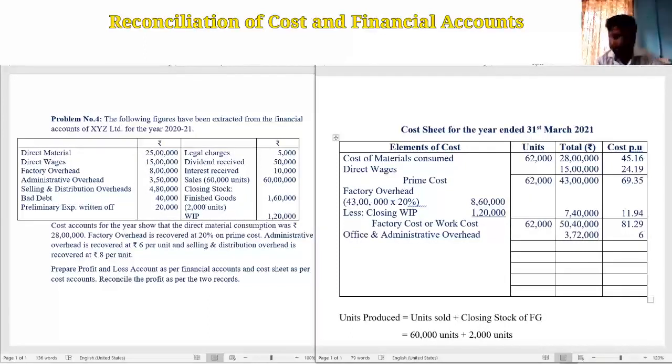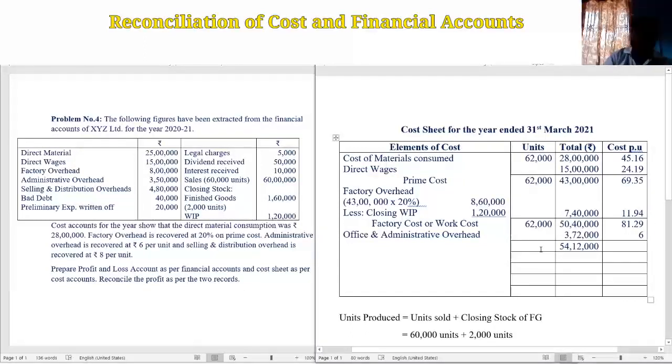Okay, calculate the cost of production. 3,72,000 plus 50,40,000 is 54 lakh 12,000. Units are 62,000. What's the cost per unit? Cost per unit is 87.29. What is this actually? This is the cost of production.